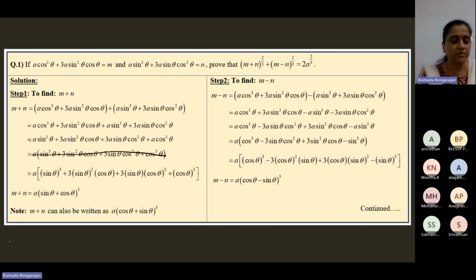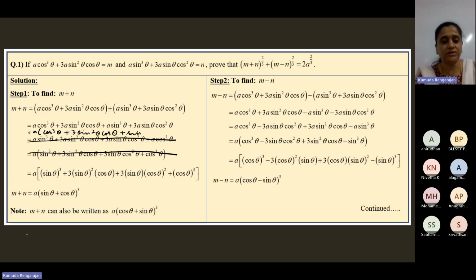Let me just tell you like this. So this is m plus n, all right? So this we understand, m plus n. Open the bracket, we have these four terms. Now take out a common. So what will you get? Cos cube theta plus 3 sine square theta cos theta plus sine cube theta plus 3 sine theta cos square theta. Correct?